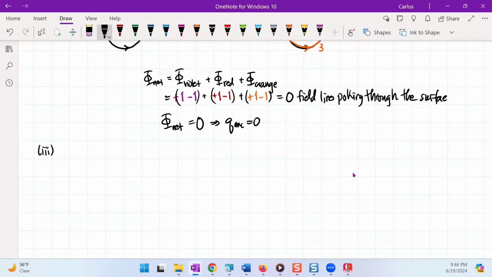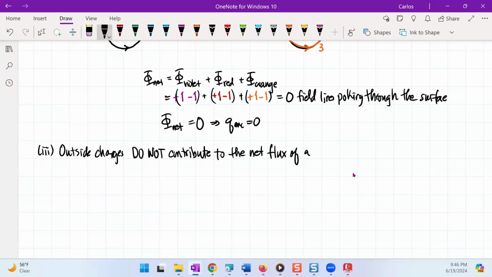So now we're going to have outside charges do not contribute to the net flux of a Gaussian.